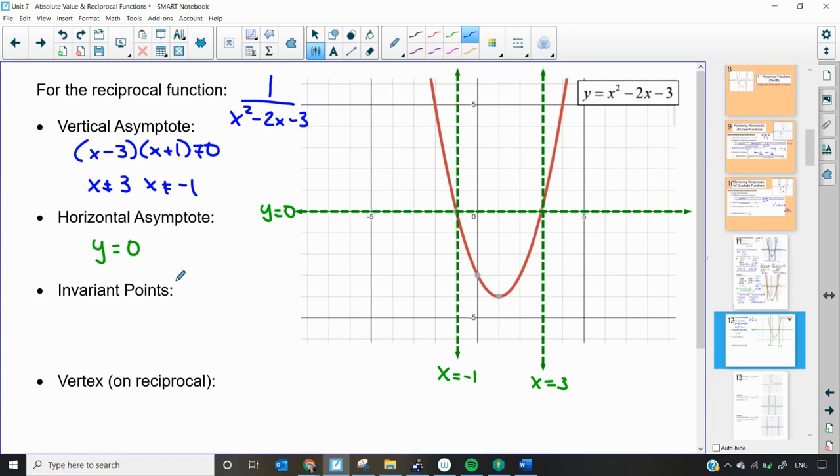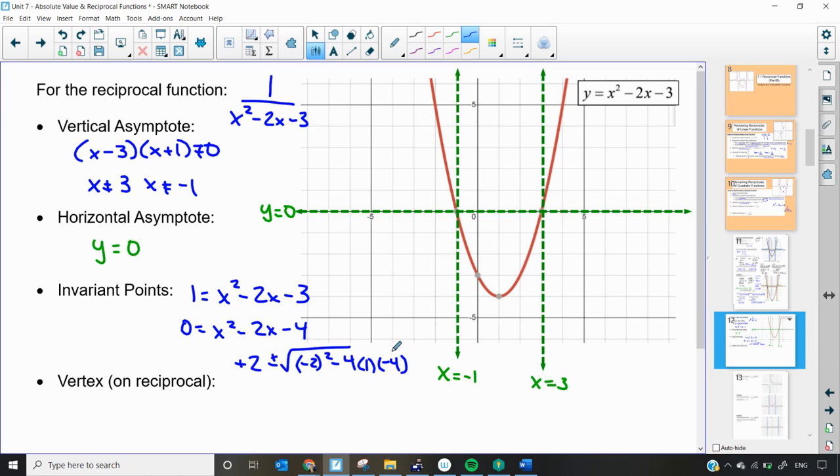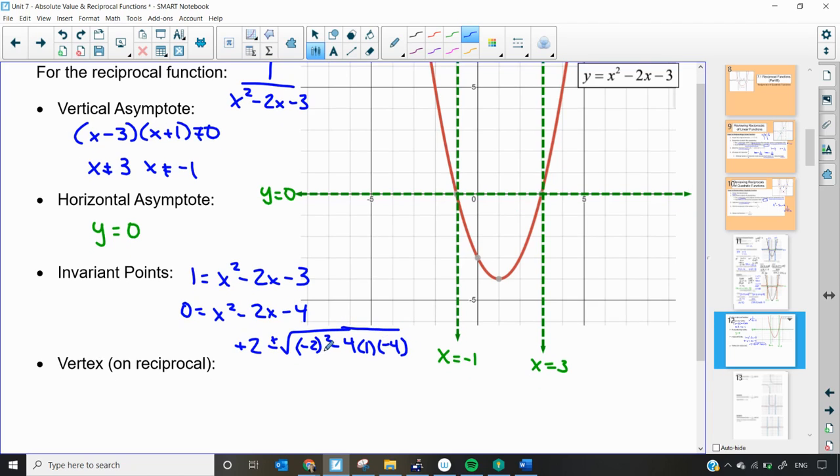Now, to find our invariant points, we're going to sub in the values of 1 and negative 1. So we have 1 equals x squared minus 2x minus 3. We rearrange our equation. We're going to have 0 equals x squared minus 2x minus 4. And then to find our values, the easiest way to go about doing that if this is not factorable is to use our quadratic formula. So we're going to have negative negative 2, so a positive 2, plus or minus the square root of negative 2 squared minus 4 times 1 times negative 4. And that's all divided by 2a, which is 2 times 1, which is positive 2.